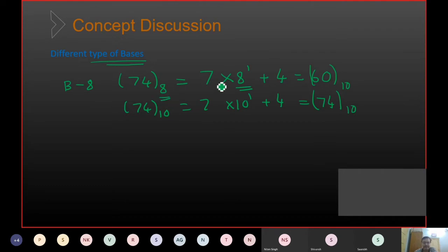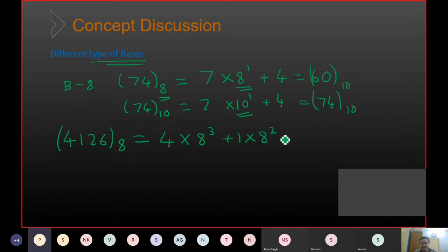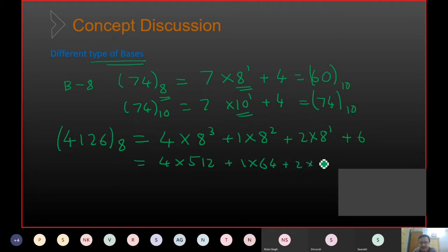So for any base other than 10, you multiply by powers of the base instead of powers of 10. Similarly, if I write 4126 in base 8, how would it be? 4 into 8 to the power 3, and then 1 into 8 square, plus 2 into 8 to the power 1, plus 6. Wherever I was multiplying by 10 cube for the thousands digit, 10 square for the hundreds digit, and 10 to the power 1 for the tens digit, instead of that I'll multiply by the base, that is n. So here I get 4 into 8 cube, which is 512. So 4 into 8 cube is 512, 1 into 64, 2 into 8, plus 6.